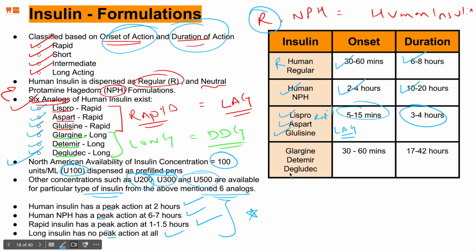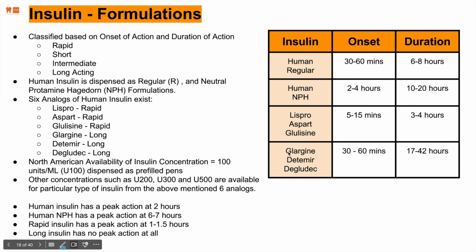Glargine, detemir, and degludec. These are DDG. DDG is long acting. That is 30 to 60 minutes it takes for the onset, but it lasts 17 to 42 hours, you guys. Therefore, it's long acting. Hopefully this insulin formulations window is clear. I'll erase it so you guys can pause and write these down because these are very, very important.